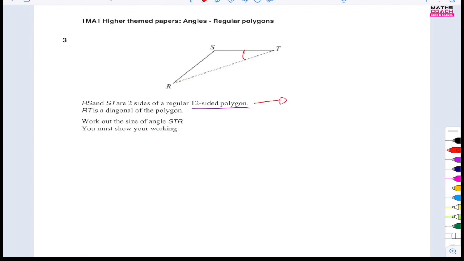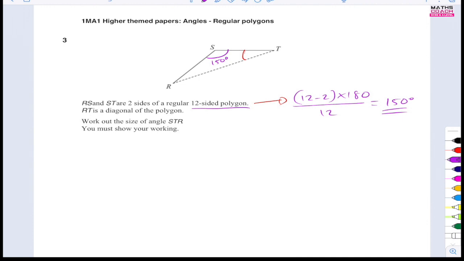All right, so let's use this information about being a 12-sided polygon and find out what one of the angles of the polygon is, which would be this one. This is the complete angle, obviously. So that will be 12 minus 2 times 180 and divide that by 12. That gives us 150 degrees. So we know that this angle here is 150 degrees.